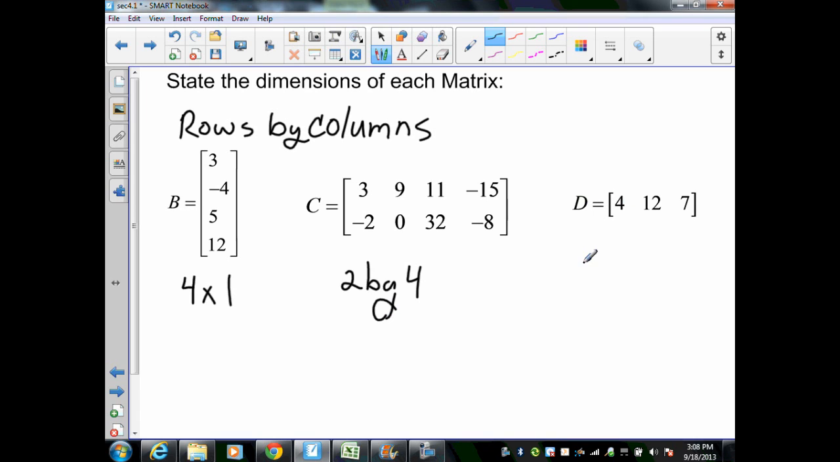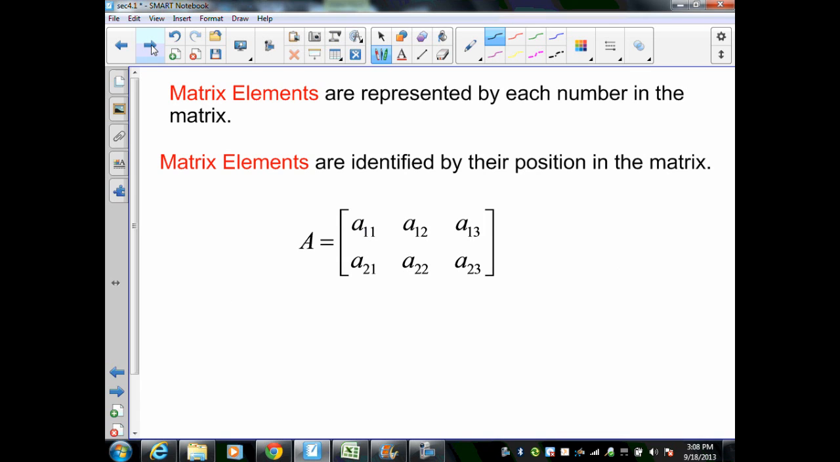Matrix D has 1 row and 1, 2, 3 columns. Matrix D is a 1 by 3. Not only can we identify a total matrix by its dimensions, by rows and columns, we can identify each element inside the matrix by their position in the matrix. For example, here I have A, 1, 1. That tells me that element A, 1, 1, is in the first row and the second number means first column.